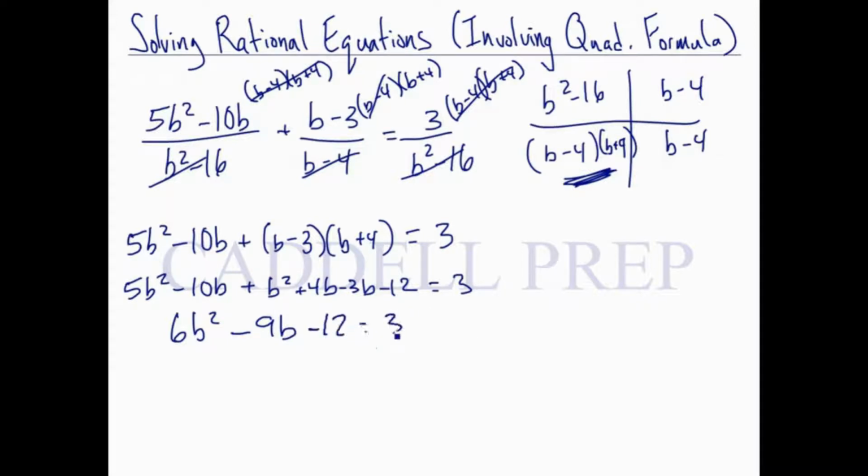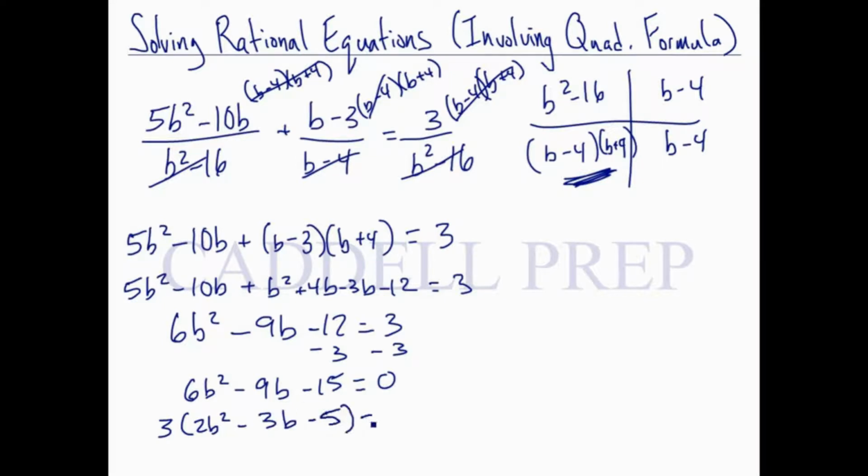Minus 12 equals 3. So we have a quadratic here, so let's get one side equal to 0, minus 3, minus 3. 6b squared minus 9b minus 15 equals 0. So now let's try and factor this. First, let's take out a greatest common factor, so 3 goes into all of these. So this is 2b squared minus 3b minus 5 equals 0. Alright, so now here we could just divide by 3, and then that 3 is gone. 0 divided by 3 is 0. So we really have 2b squared minus 3b minus 5 is 0.